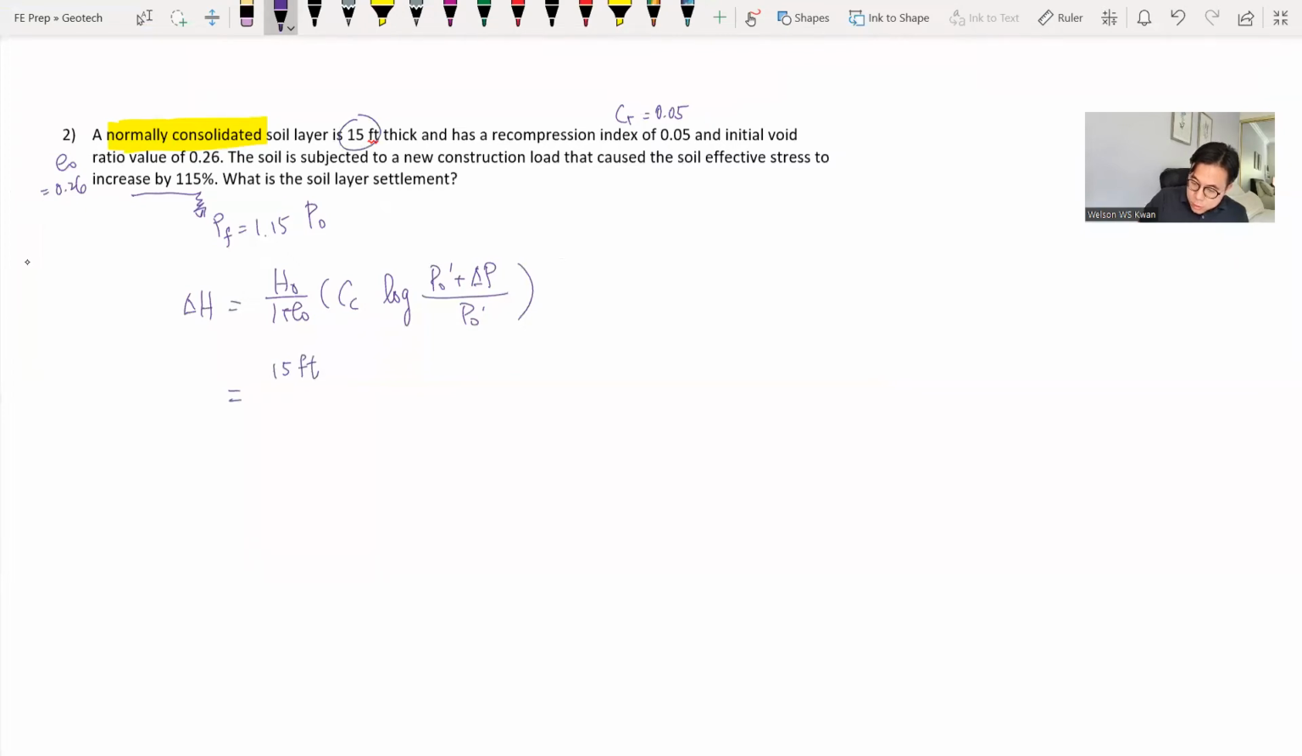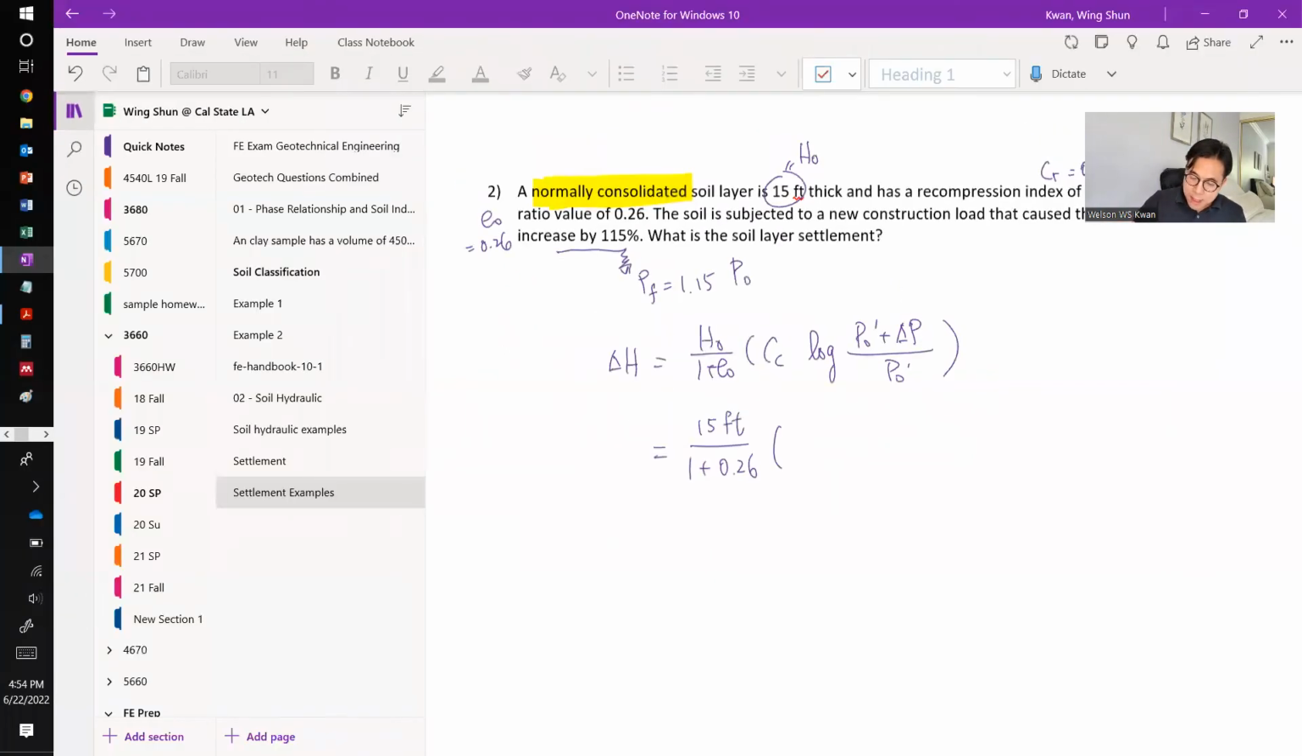So this is equal to H naught, and 1 plus the void ratio, this time given as 0.26. And C sub C, now what is C sub C? The question didn't directly give you C sub C, but it gives you C sub R. And we go back to our FE manual.